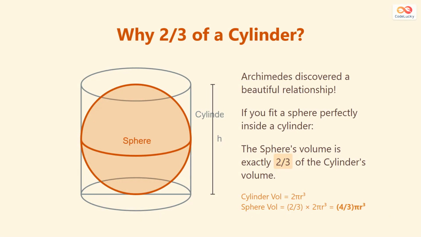Where does this formula come from? The ancient mathematician Archimedes discovered that if you put a sphere inside a cylinder of the same height and width, the sphere takes up exactly 2/3 of the cylinder's volume. That is why we see fractions in the formula.